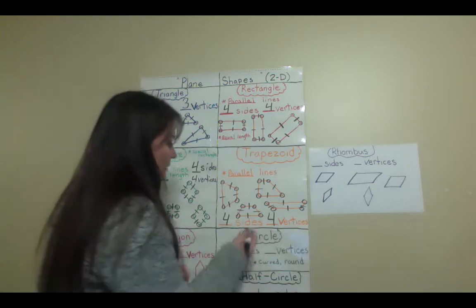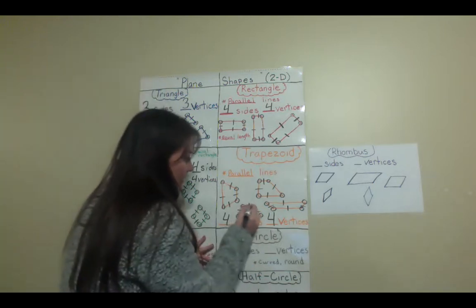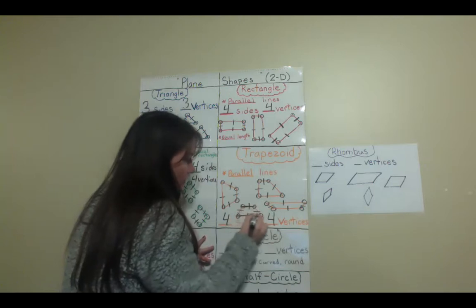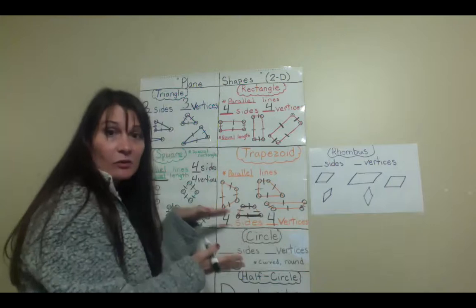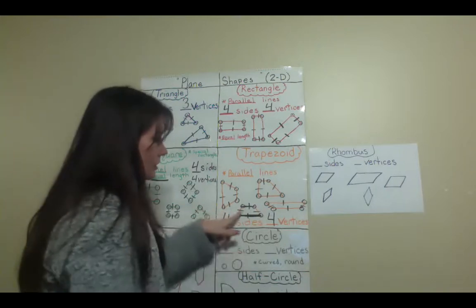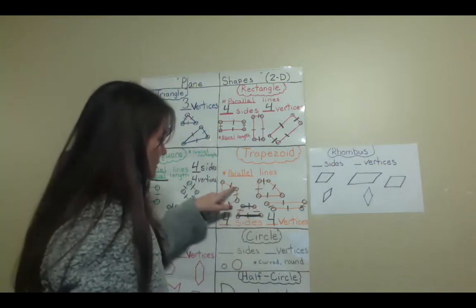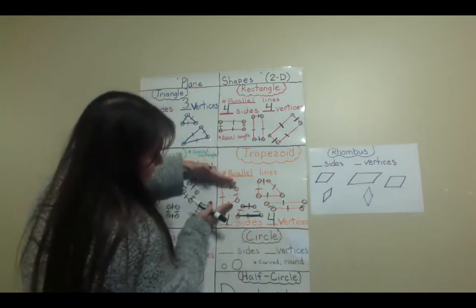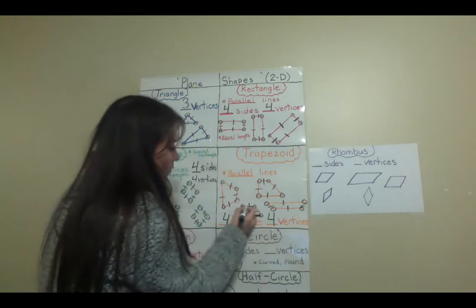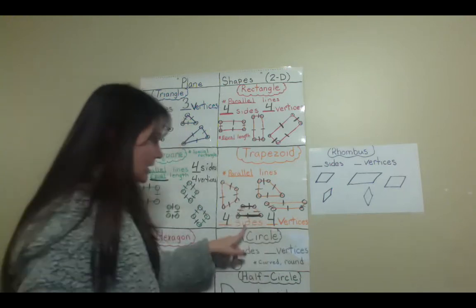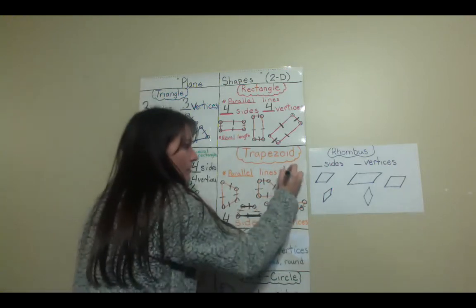And that is because this line and this line are running side by side. They will never touch. But if I look at the other ones, eventually, if their lines kept going, they would intersect. So it only has one set of parallel lines. One set.